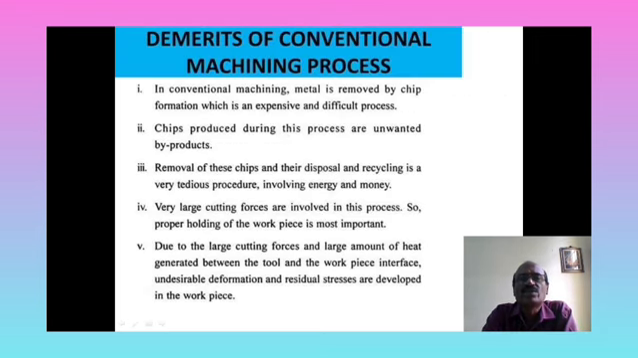Demerits of conventional machining process. In conventional machining, metal is removed by chip formation, which is an expensive and difficult process. Second point, chips produced during this process are unwanted byproducts. Removal of these chips and their disposal and recycling is a very tedious procedure involving energy and money.